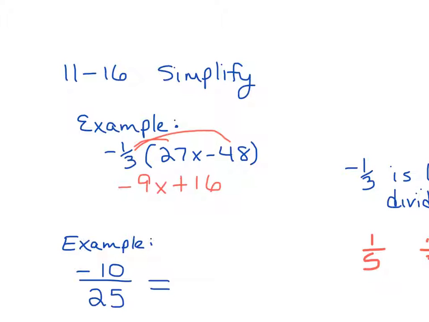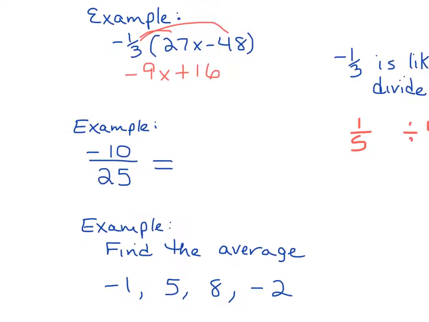So I'm done. This one, you can just simplify the fraction. You don't have to divide it. You don't need to make it a decimal. So I could divide both the numerator and the denominator by 5 and get negative 2/5. So if it says simplify, I want you to reduce the fraction.